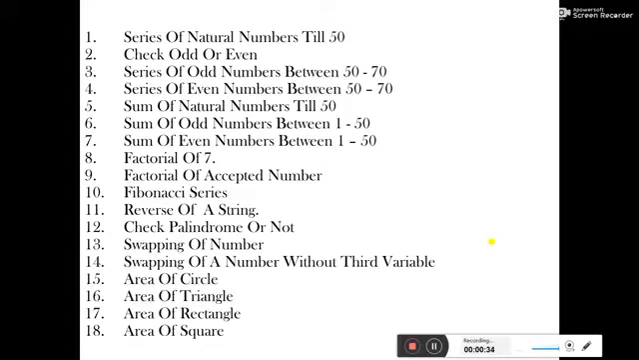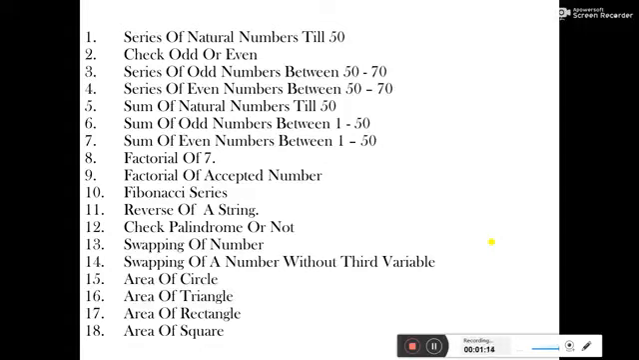The first question is you're supposed to write the JavaScript program to display the series of natural numbers till 50. The other one is you need to write the JavaScript program to check whether the given number is odd or even. For this second one you need to accept the value from the user, and then check whether the accepted number is odd or even. Now in the third program, you need to display the series of odd numbers between 50 to 70 and the series of even numbers between 50 to 70.